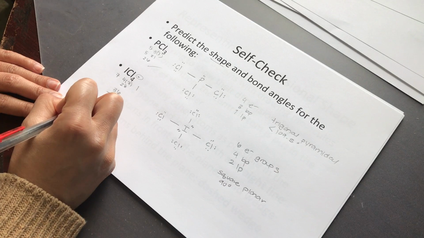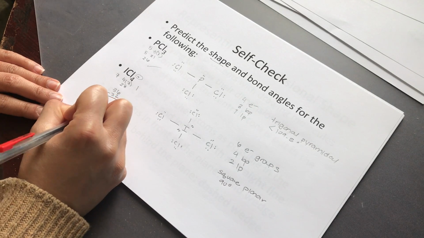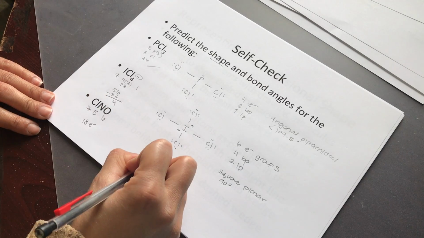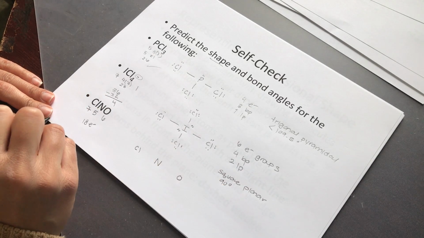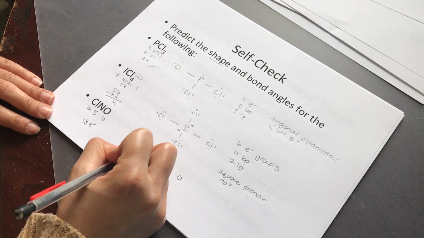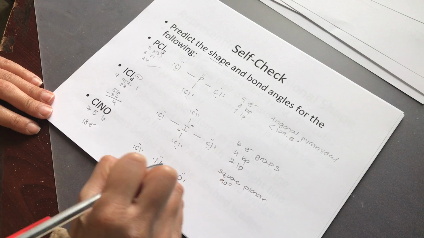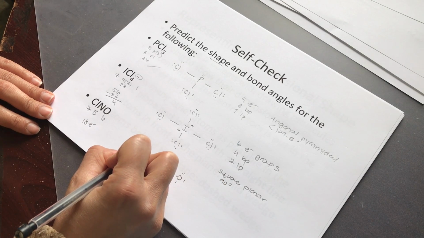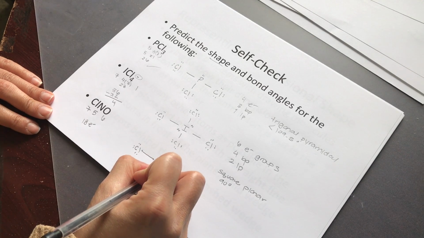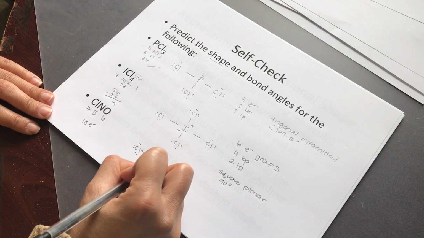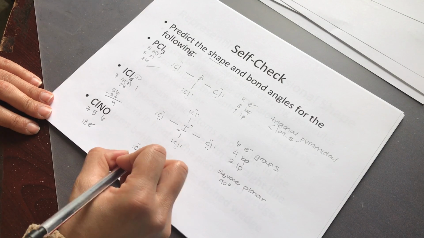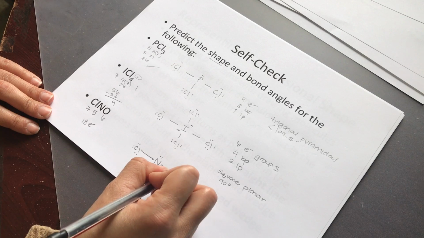Last one: chlorine, 7 electrons, nitrogen 5, oxygen 6. This is 18. Nitrogen can bond the most, so it makes sense for nitrogen to be in the middle and the chlorine and the oxygen to be around. Now, if I assign all my valence electrons, just to do a little bit of a different method, I know I can bond the chlorine and the nitrogen just the one time. And then I can bond the nitrogen and the oxygen twice. 2, 4, 6, 8, 10, 12, 14, 16, 18.